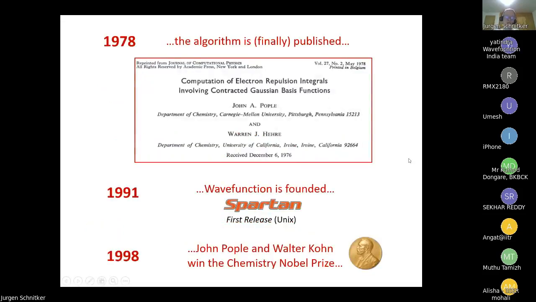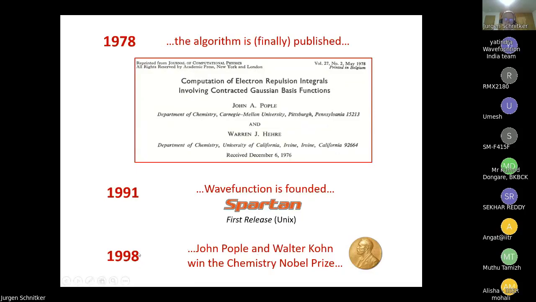And it took quite a while actually for the algorithm to get published, 1978. So this was really a groundbreaking paper that actually documented what was happening in this program. So in 1991, Wavefunction was founded. The first release of Spartan appeared. Windows had barely appeared on the scene. This was all even prior to Windows 95. So everything was Unix based.